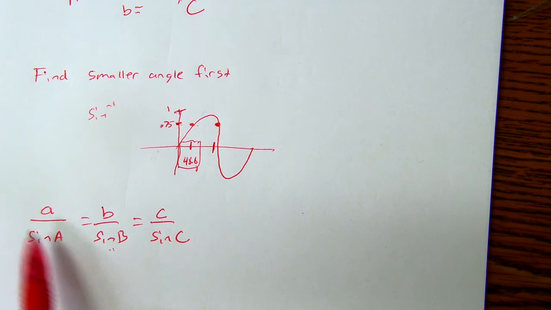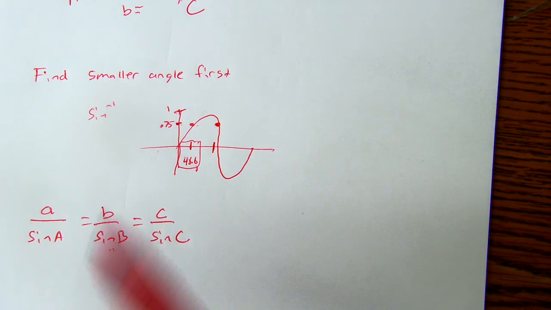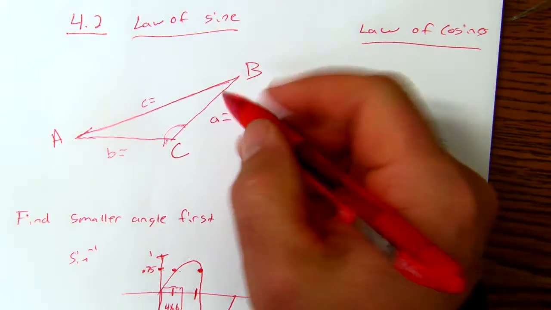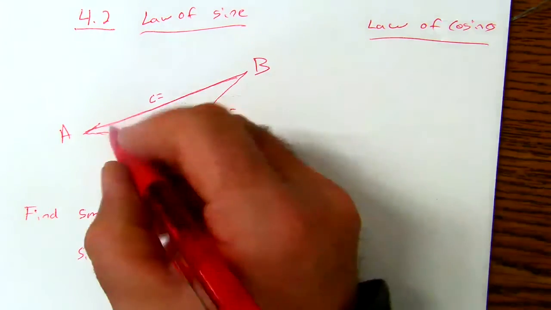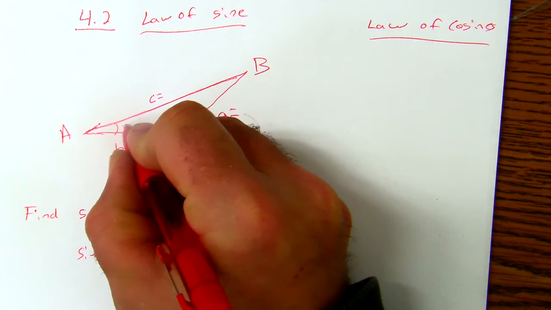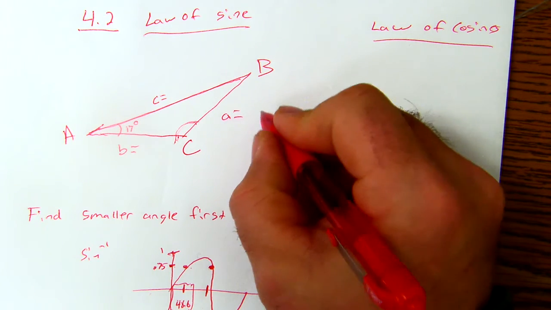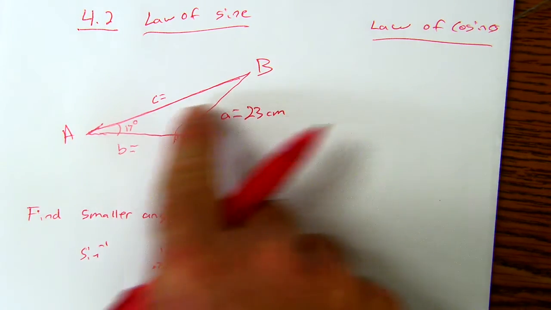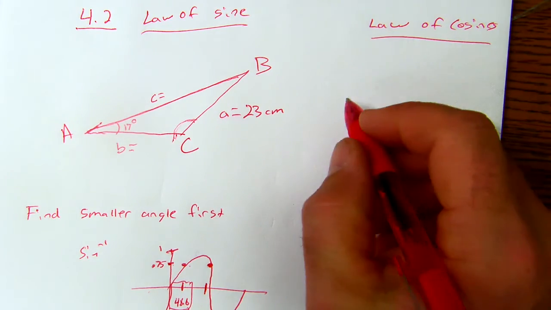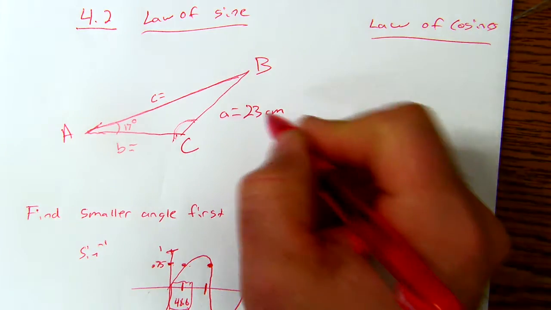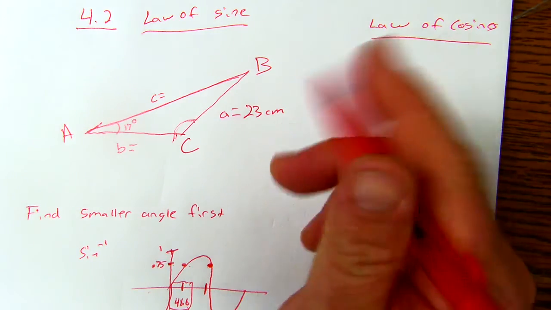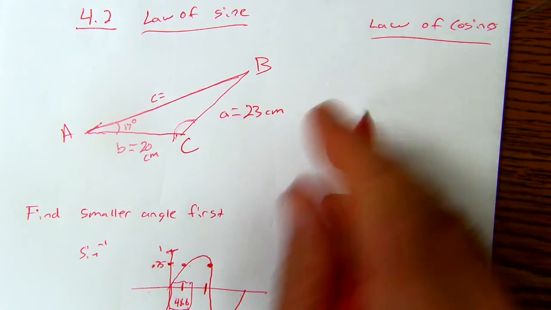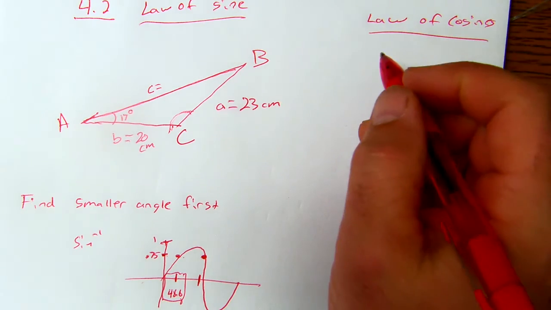You're not going to do all three at once. You're going to take what you know, and you're going to set your proportion. The key is to get one matching pair. Like if we come back up here and I say, okay, angle A is 17 degrees and side A is 23 centimeters. That's key, we have the matching pair. And then maybe we know side B is 20 centimeters, we'll say. So solve the rest of the stuff.